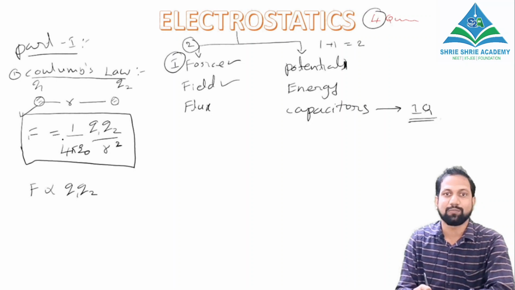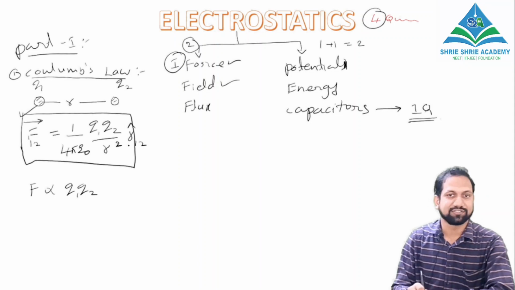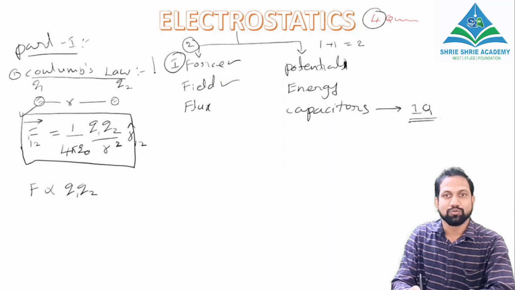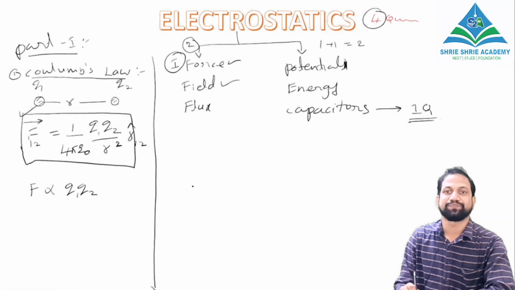The vector form of Coulomb's law will involve the bar over F, and of course r square is there, and you have to take r cap. You have to take F12 and r12, a vector notation. That's not very difficult to remember, it's very easy, right? So this is Coulomb's law, and based on this you can get problems.